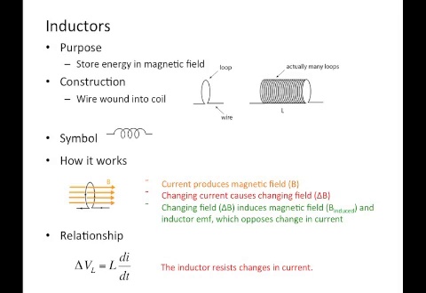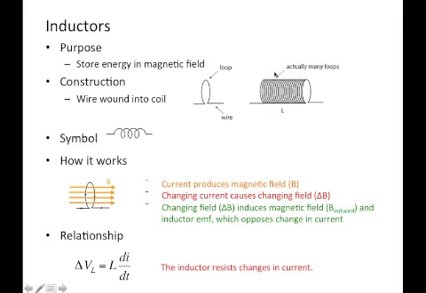Let's look at the inductor. The purpose of the inductor is to store energy in a magnetic field. Okay, and essentially it sort of resists changes in current. How do we construct an inductor? Well, we essentially just make a coil, right? We have some wire, we wind it into a coil, and there's an inductor.